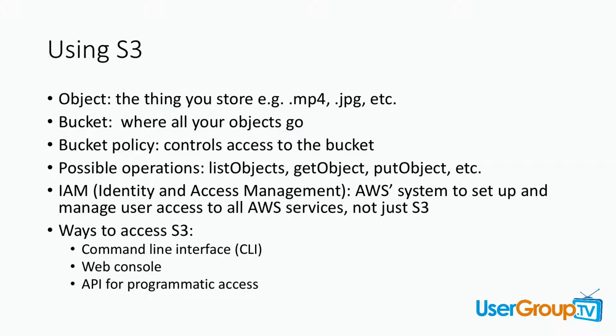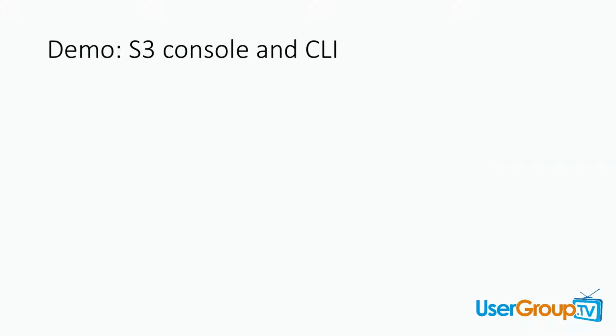There are different ways to access S3. You can do it through a command line interface. You can also do it through a web console, where you go to a browser and they've got a GUI where you can configure and set things up. And you also have an API for programmatic access. The get object and list objects operations are all part of the S3 API. Let me give you a brief tour of the S3 web console and the CLI.